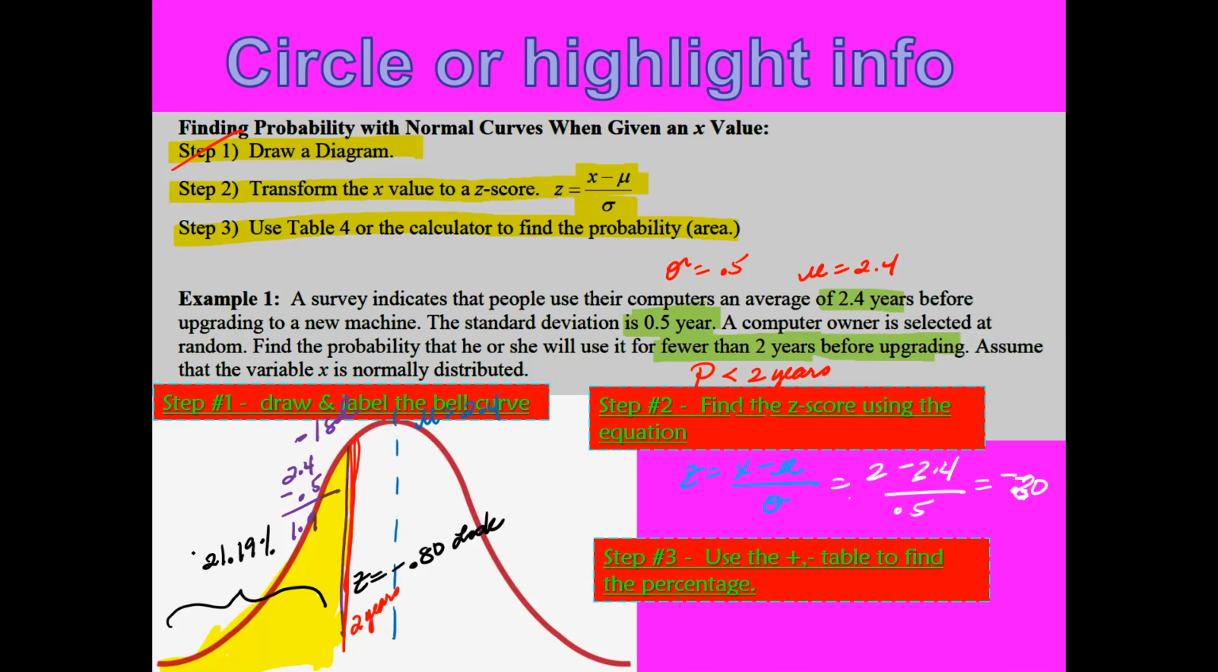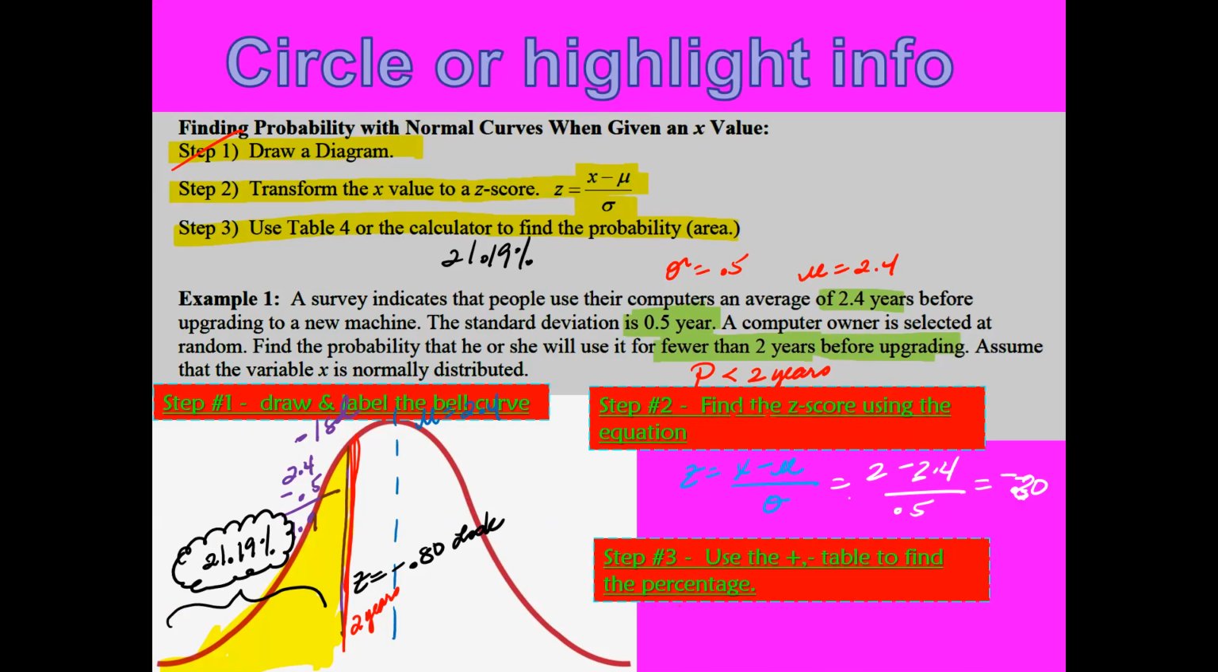So the question says, find the probability that he or she will use it for fewer than 2 years before upgrading. They will probably use it 21.19%. So then use a table or calculator to find the probability of area. Well, there you have it.